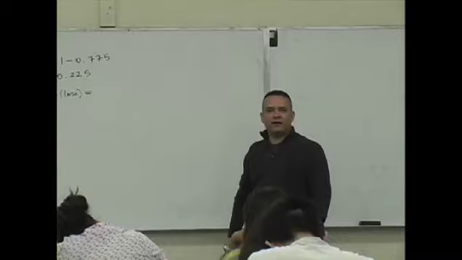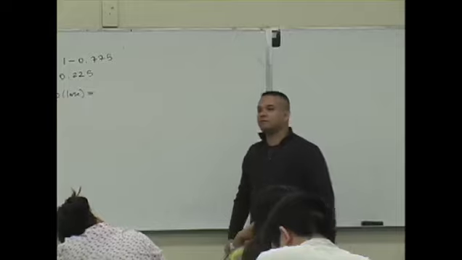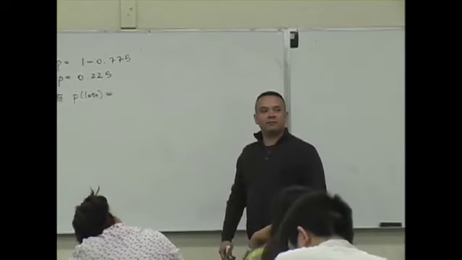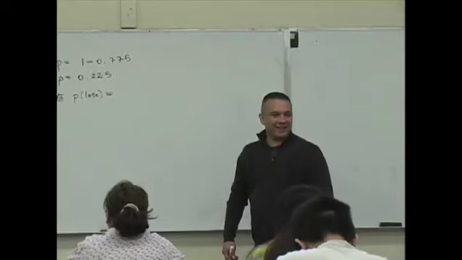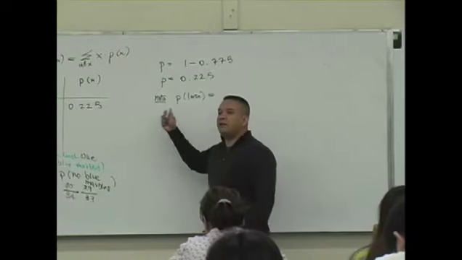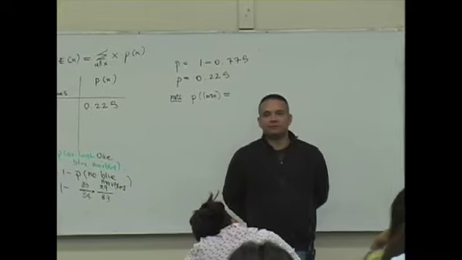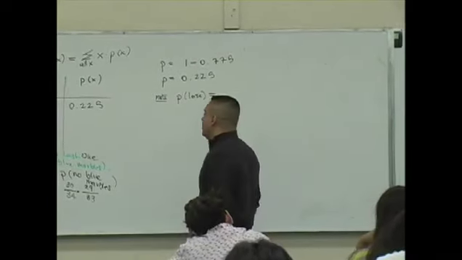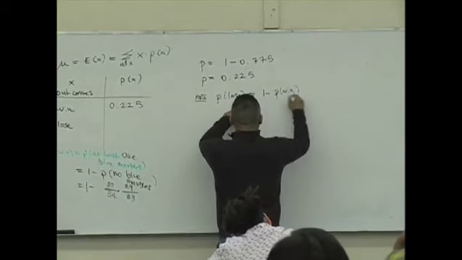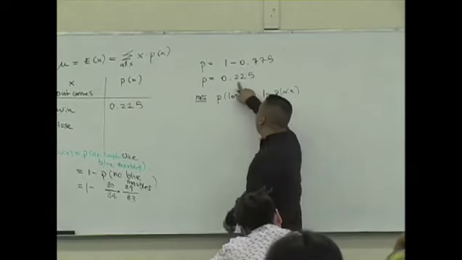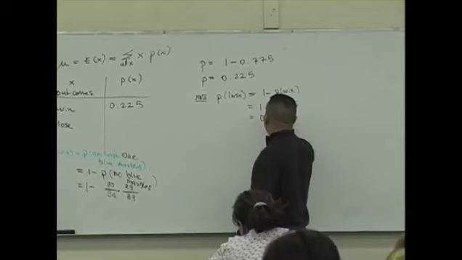How do you find that probability you lose if you know the probability you win? Anybody know? How do you find the probability you lose when you're given the probability that you win? What is it? The complement rule. Good. Probability you lose is 1 minus the probability that you win. By that complement rule, we just determined the probability you win. That's 0.225. So the probability you lose is 0.775, okay?